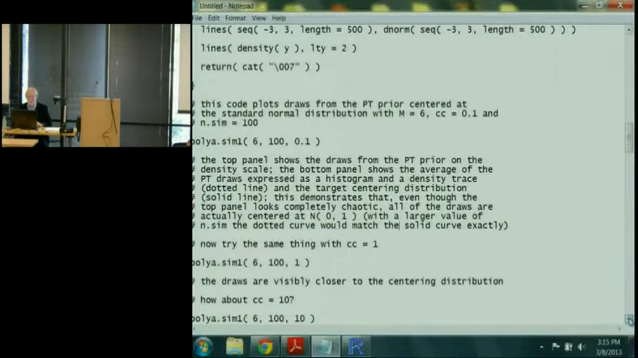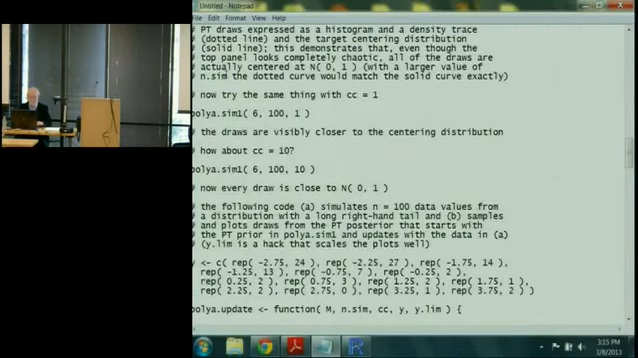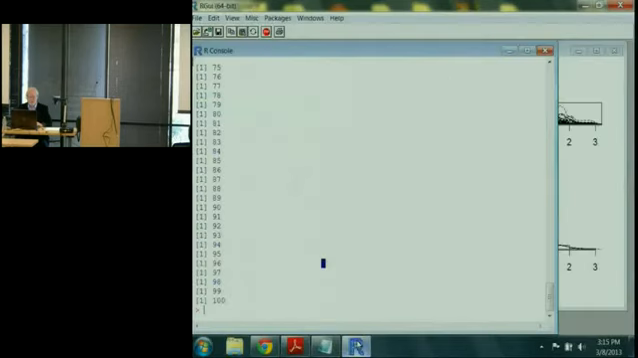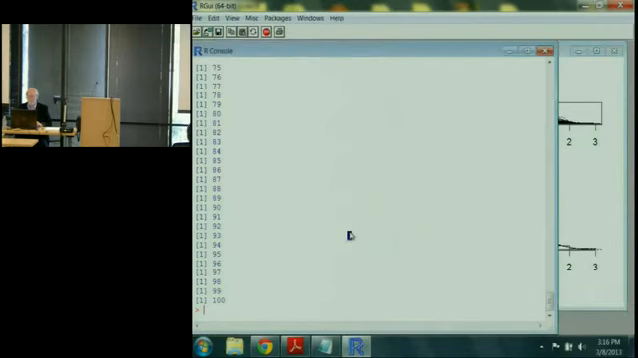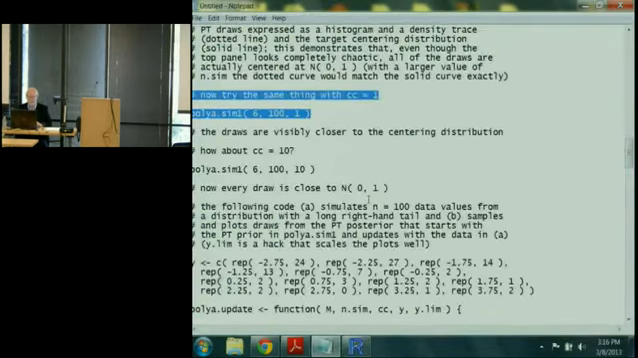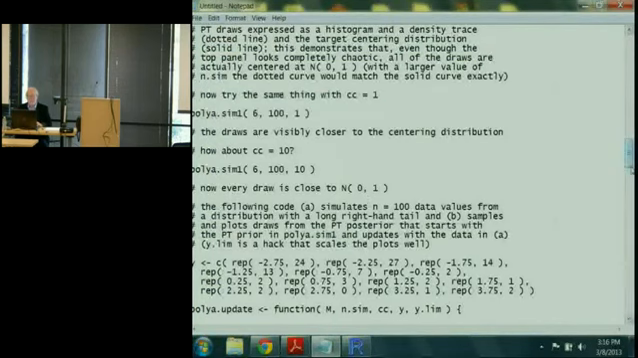Now let's make c get bigger. If I bump it up to 1, then the result should be that the draws are visibly closer to the centering distribution, and they are. You can see how they're still kind of chaotic looking, but it looks like a kind of spidery sort of thing around the standard normal distribution. In fact, for the next one, I'm going to set c up to 10, but now I'm going to use a smaller number of draws to show you a little bit more of the individual draws. So let's go ahead and do that.